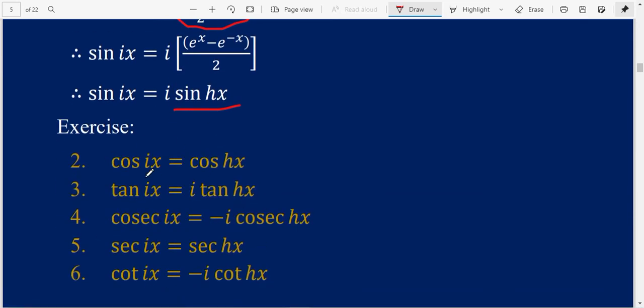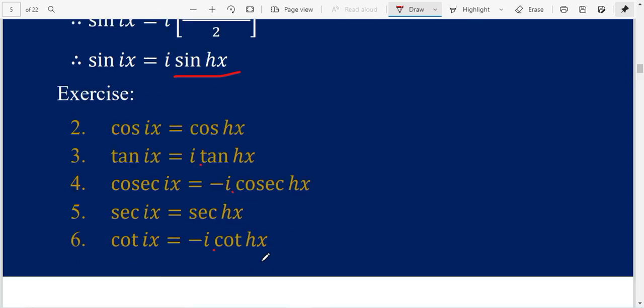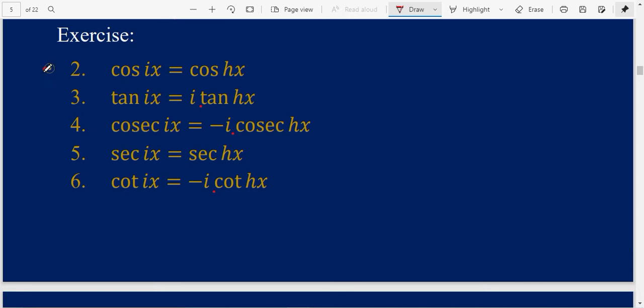And the other relations between circular and hyperbolic functions: cos ix is equal to cos hyperbolic x. Tan ix is equal to i into tan hyperbolic x. Cosec ix is equal to minus i into cosec hyperbolic x. Sec ix is equal to sec hyperbolic x. Cot ix is equal to minus i into cot hyperbolic x. Please prove these relations.